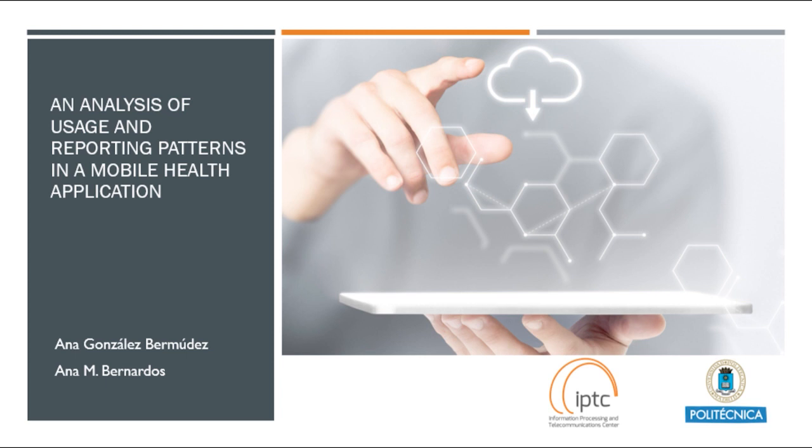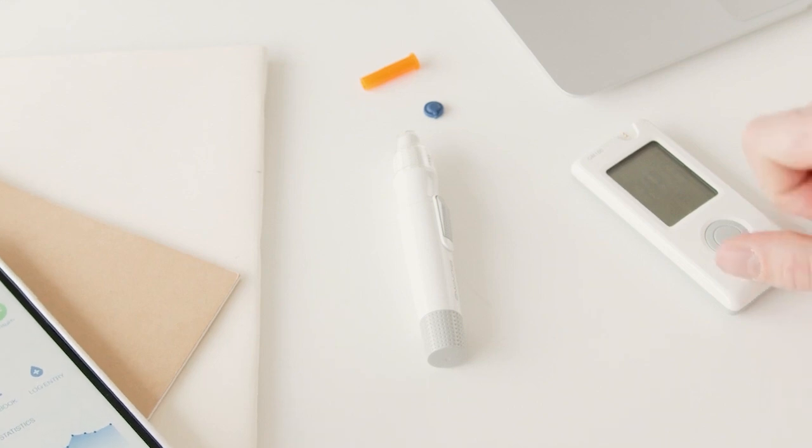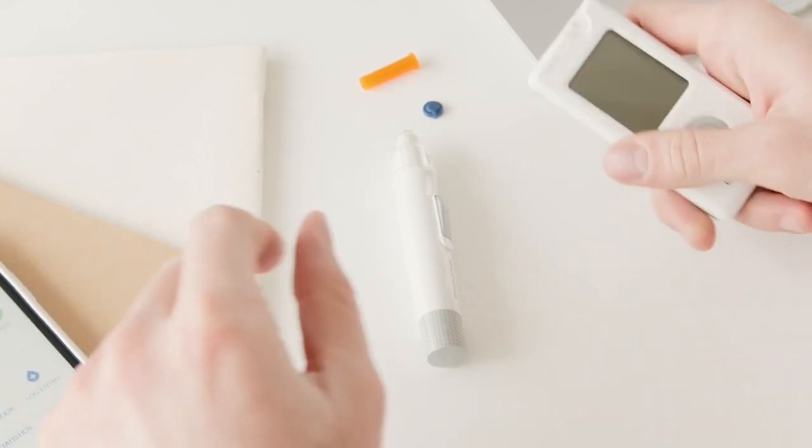I'm going to present you the paper, An Analysis of Usage and Reporting Patterns in a Mobile Health Application. The use of mobile applications as a tool to monitor health-related parameters is now a common practice. These applications usually track users by retrieving relevant information from mobile embedded sensors, but also from self-reported data. To make sense, these applications require that users remain active in the use of the application to get the most complete data records. This means that users need to have a good adherence to the app.